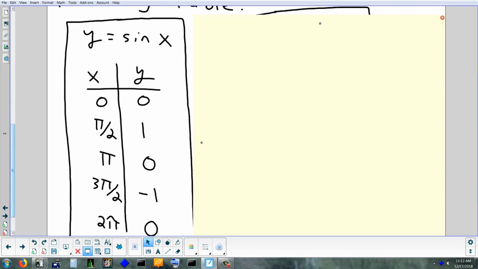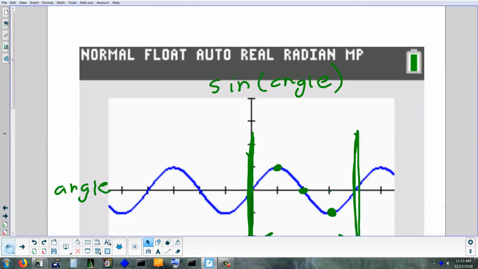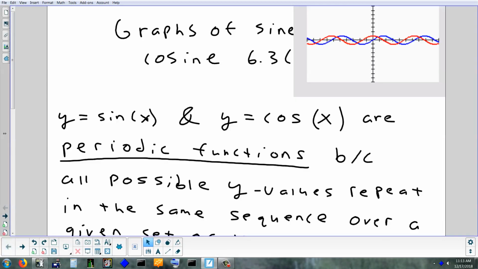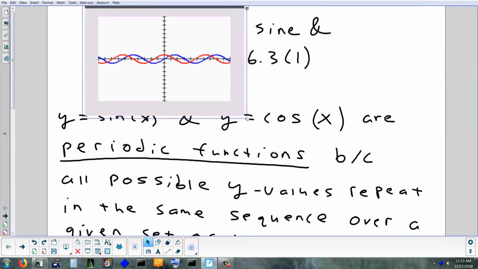So every transformation we do, we're going to use that table. Cosine is a little different. If I go back and put the picture back up for sine and cosine when I graphed them at the same time, let's just make it bigger. I mean, they look kind of the same.